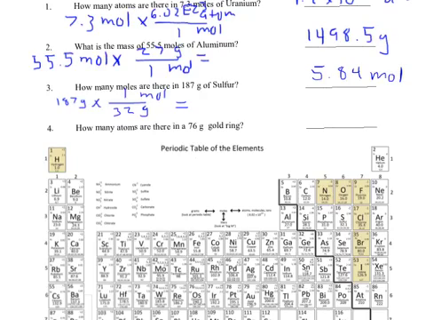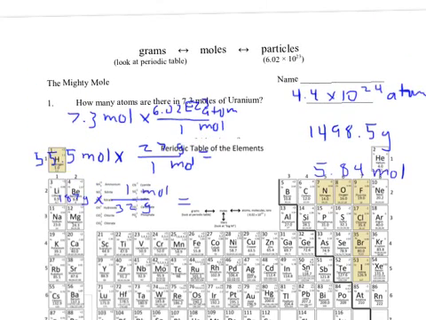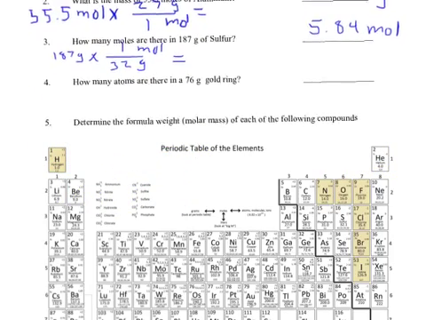Now we get a little bit trickier. Now I'm going to say how many atoms are there in 76 grams. So in this case, let's look at what I have to do. I'm going to take grams, turn grams into moles, and then turn moles into particles. So remember, for grams I have to look at the periodic table. Particles are always equal to 6.02, and moles in most cases is equal to 1, but we'll talk about that later.